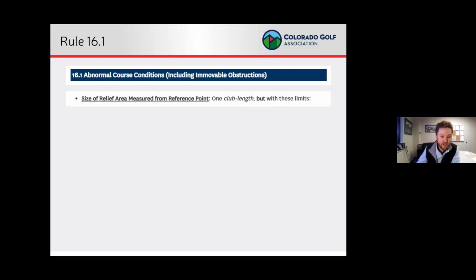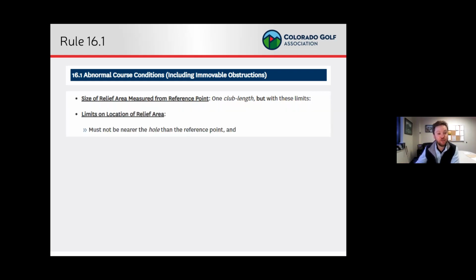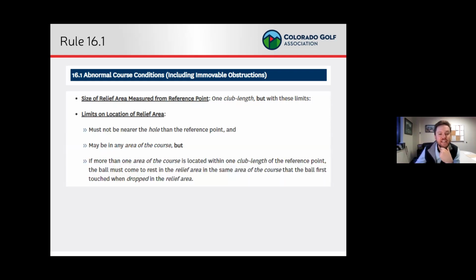The size of the relief area measured from the reference point is one club length, again, 43 inches for me, but with these limits. The limits of the relief area: it must not be nearer the hole than the reference point that I have just established, either mentally or with the tee in the ground, and it may be in any area of the course. So it doesn't even say it must be in the same area of the course as the reference point necessarily. It says any area of the course.